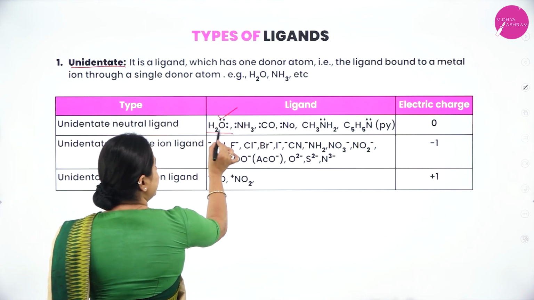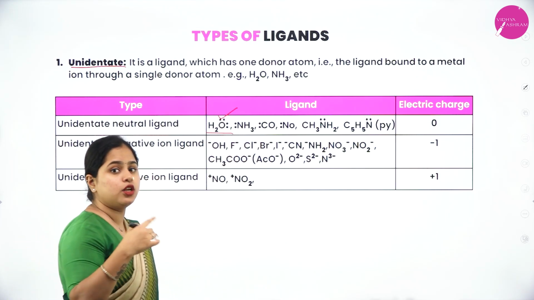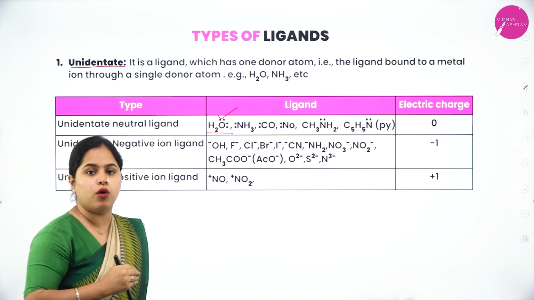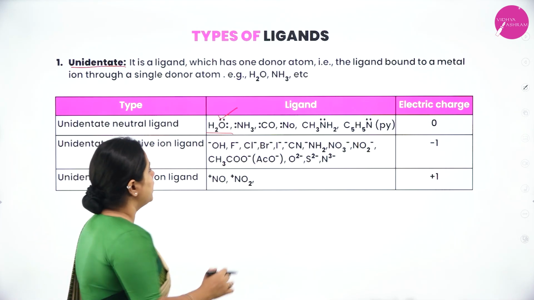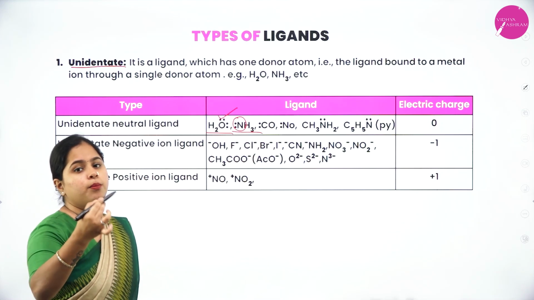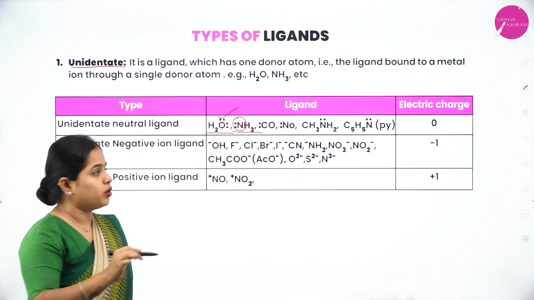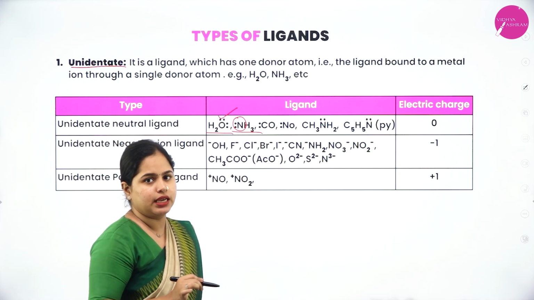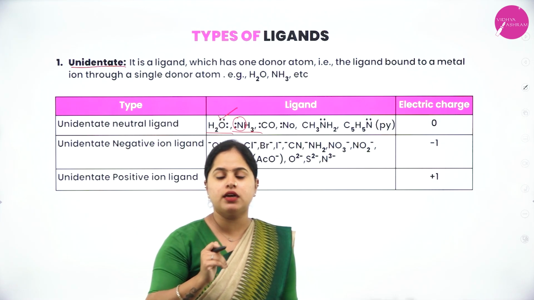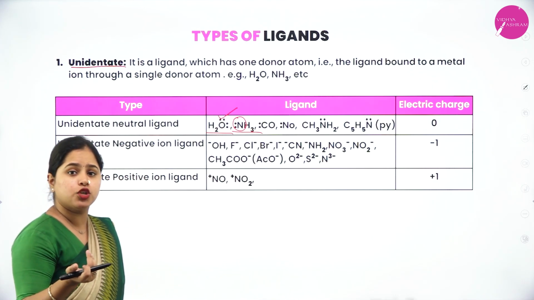As you can see, in H2O, oxygen has two lone pairs. So, oxygen will be the one which forms the bond with the central metal atom. In NH3, nitrogen will be the one which forms the bond with the central metal atom. So, in all these examples, it is one single atom in that molecule which forms the bond with the central metal atom. Hence, it is called a unidentate ligand.